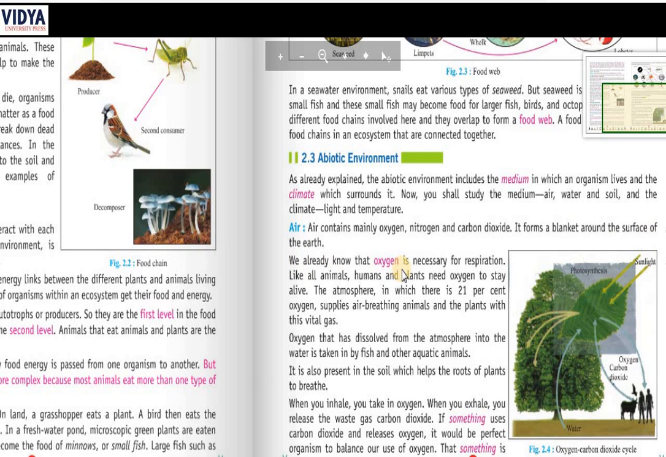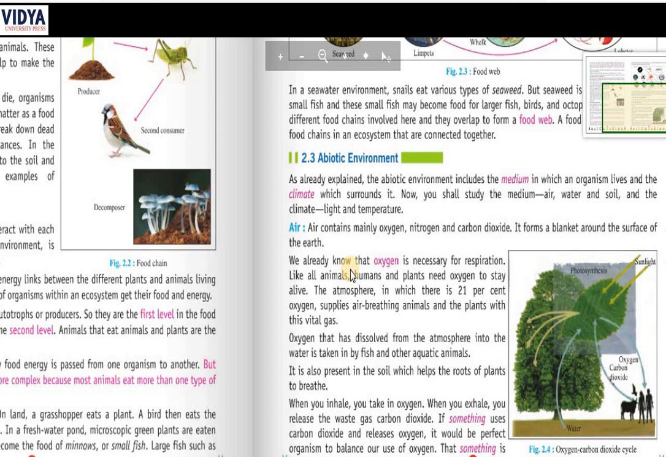We already know that oxygen is necessary for respiration. Like all animals, humans and plants need oxygen to stay alive. The atmosphere, in which there is 21% oxygen, supplies air breathing animals and the plants with this vital gas. Oxygen that has dissolved from the atmosphere into the water is taken in by fish and other aquatic animals. It is also present in the soil, which helps the roots of the plants to breathe.